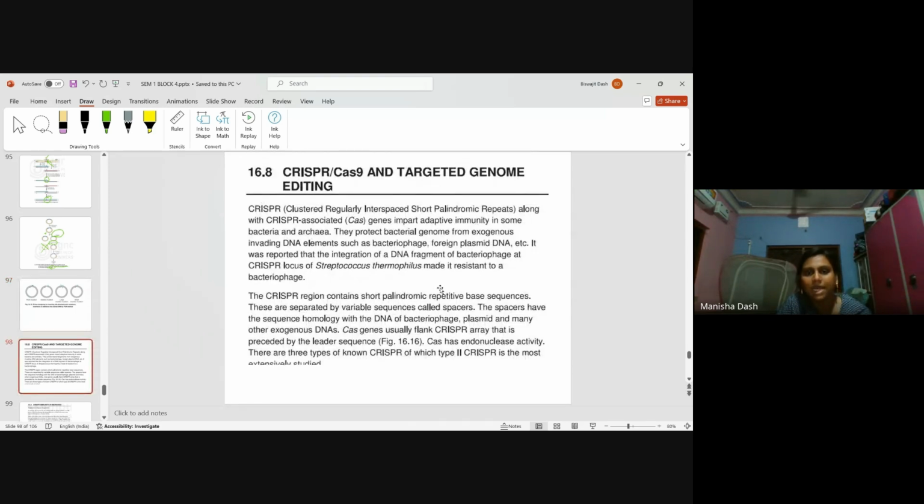Then comes the last part, that is the CRISPR. Okay, so this is one of the questions in your assignment also, what I went through. So there is the targeted genome editing. This is actually one of the most recent developments in the field of gene editing.